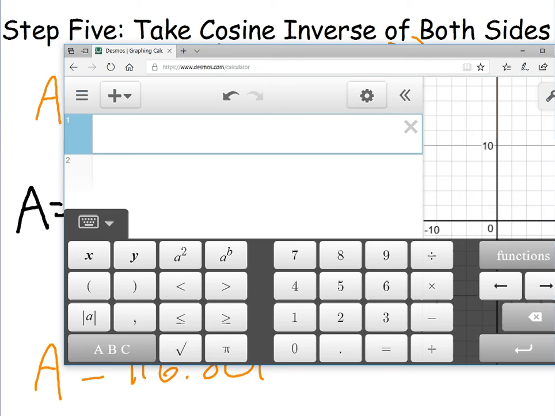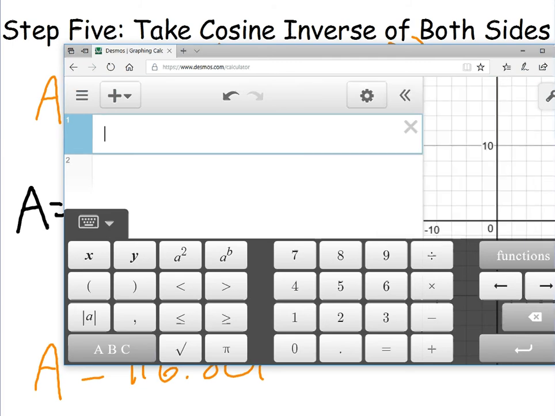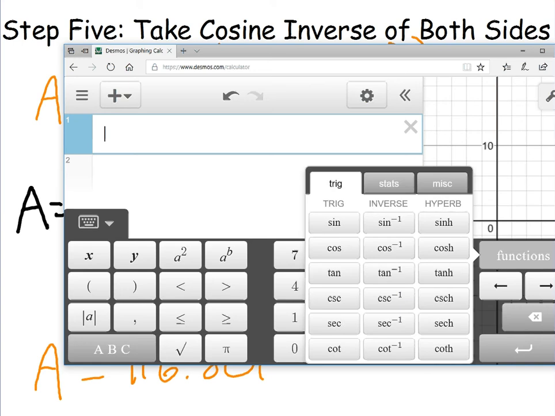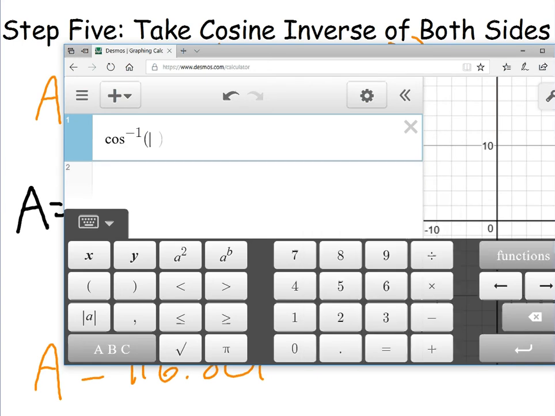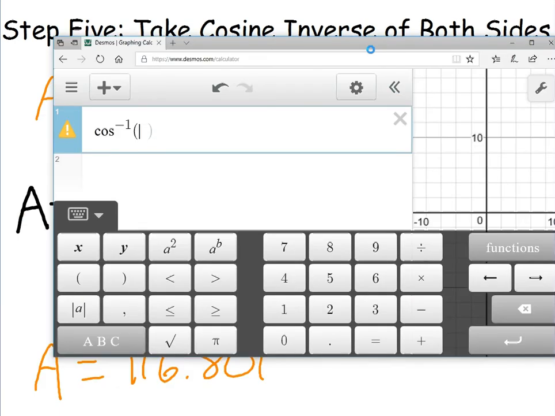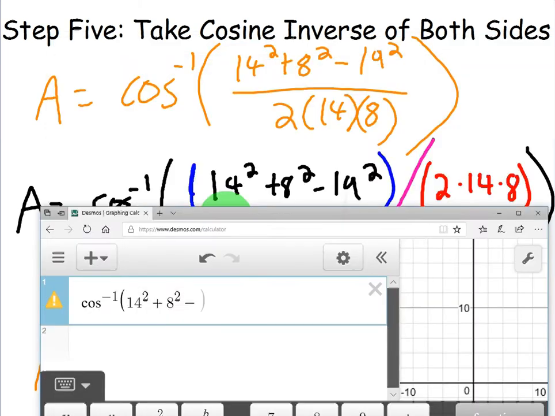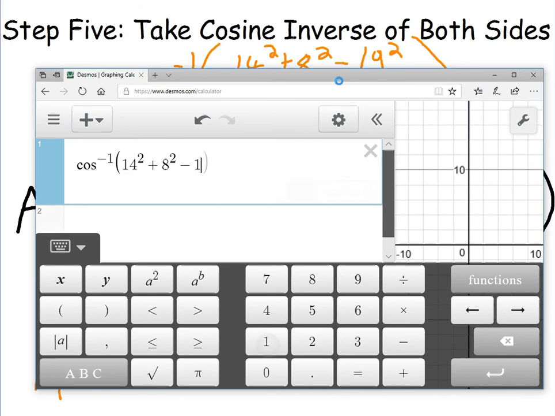Okay, so I've got my calculator pulled up. Desmos, make sure it's in degrees. I'm going to type in functions. I'm going to go to cosine inverse. I'm just going to start typing away. So first we have 14 squared plus 8 squared. Then we have minus 19 squared. Make sure we're in the parentheses here. We're going to take all of that and let's see what happens when we hit divide.